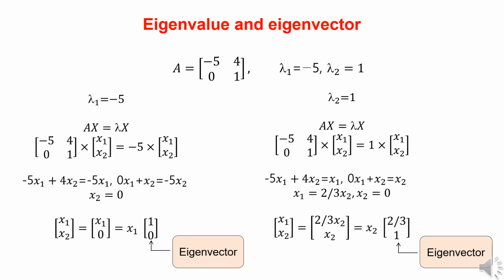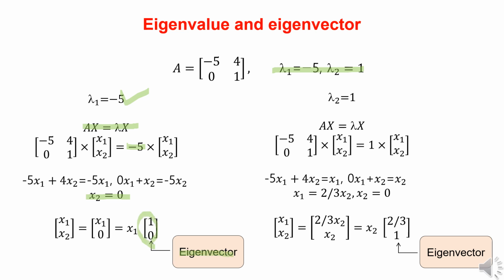In the previous slide, we found two eigenvalues, which allow us to determine the corresponding eigenvectors. Let's first consider the case where the eigenvalue is -5. In this equation, we input -5 for lambda and carry out the matrix multiplication. This will result in x2 becoming 0, and the eigenvector will be 1, 0.